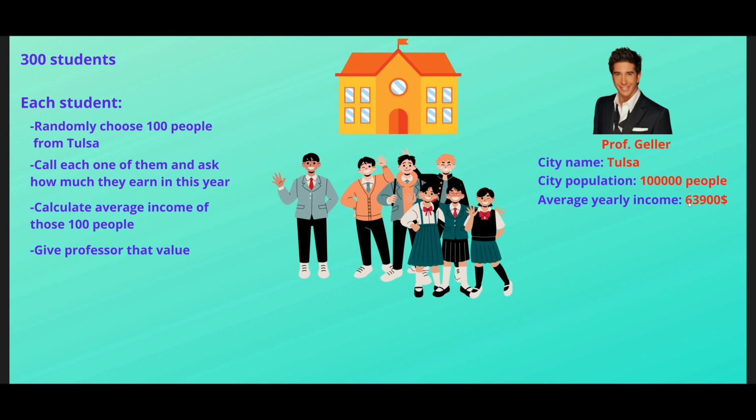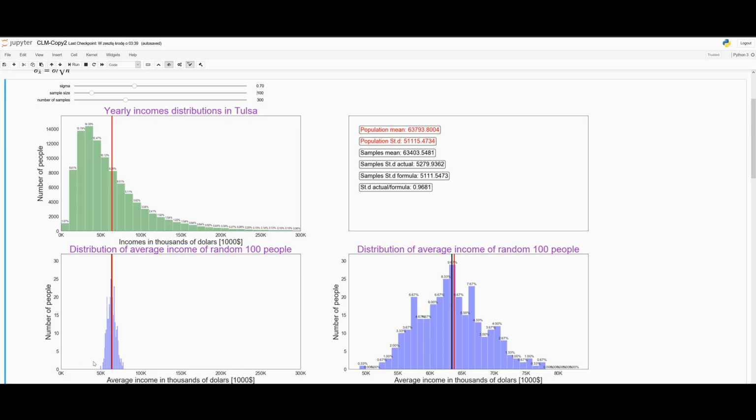Because if they called one person, they could call a lawyer that earns $200,000 or a cleaning lady that earns $25,000. But if they choose 100 people randomly, they should get all the variety of earnings. So the average value should be around 64, the real average value in Tulsa. And let's see how the distribution of these 300 values looks like. And it looks like this. We can see a bell shape from this shape, okay?